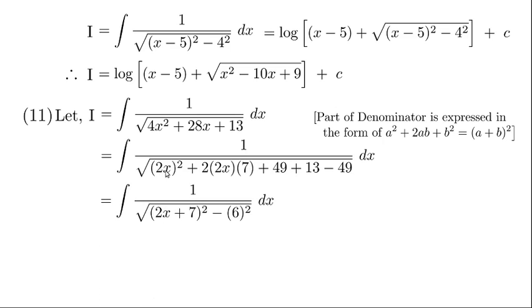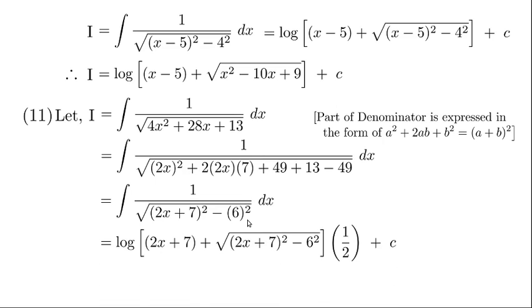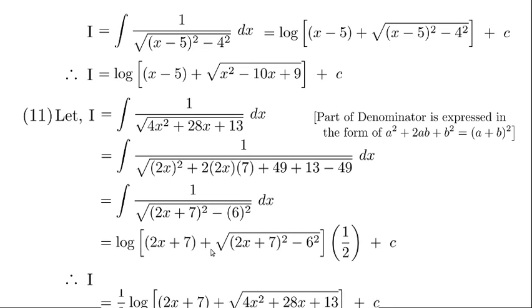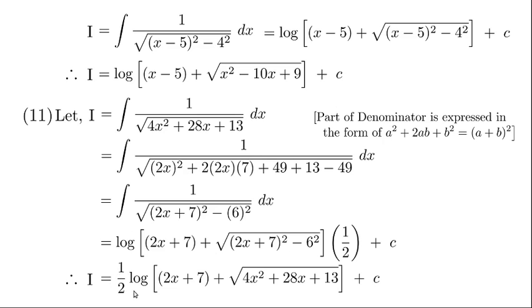So this gives you (2x plus 7) the whole square, and this gives you 36, rather minus 36. Minus 36 is written as minus of 6 square. Just apply the formula, and this 1 by 2 comes by the side. So the final result is 1 upon 2 log of 2x plus 7 plus root of 4x square plus 28x plus 13 plus c. This is the simplification.